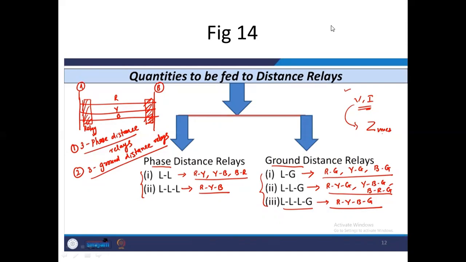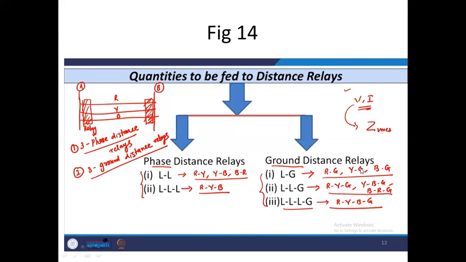For example, if I have a transmission line connected between two buses, let's say A and B, and we have three conductors, red, yellow, and blue, and we have the relay located here. This is your relay, supplied by CT secondary and PT secondary. This type of relay can be a phase type distance relay or a ground type distance relay.